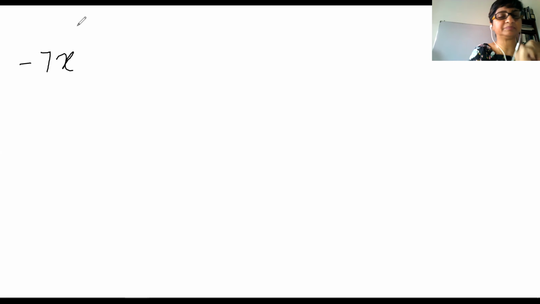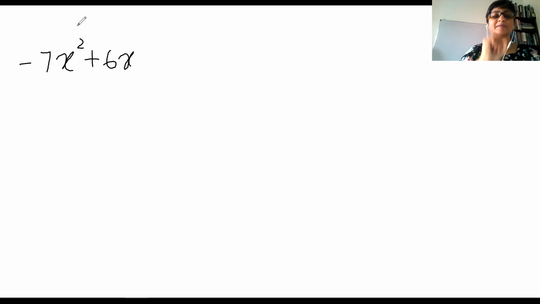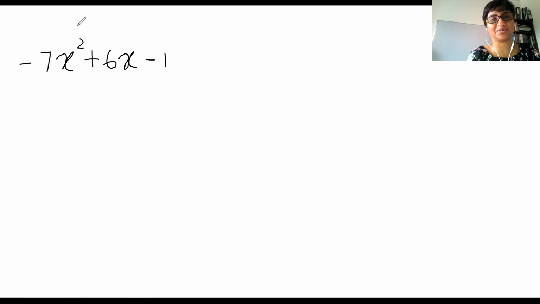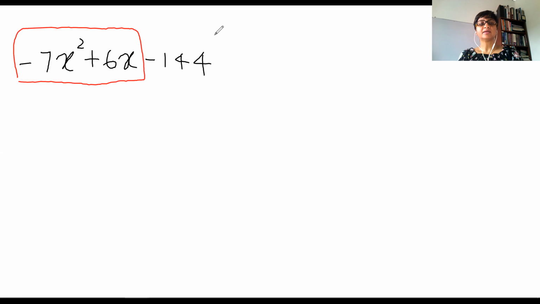Minus 7x squared plus 6x minus 144. Wow. Okay. Strict. So what do we do? We focus on the first two terms. Let me show you these two terms. And x squared has a coefficient minus 7. I need to factor it out. So this is going to get me really bad, ugly numbers and fractions, but we can do it.